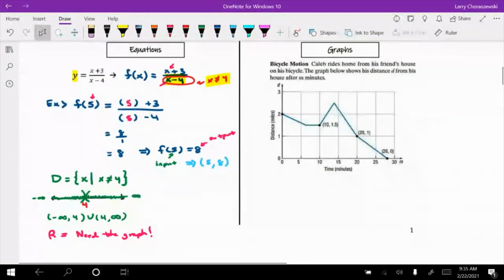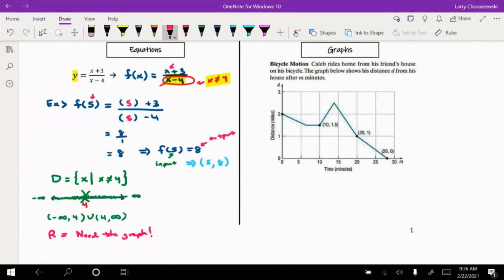All right, the last way a function can be presented, or at least the last way I'd like to cover, is by a graph. And this is a graph from our textbook, which is related to a bike ride. It says Caleb rides home from his friend's house on his bicycle. The graph below shows his distance d from his house after m minutes.